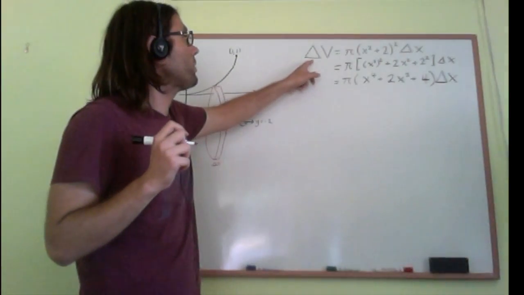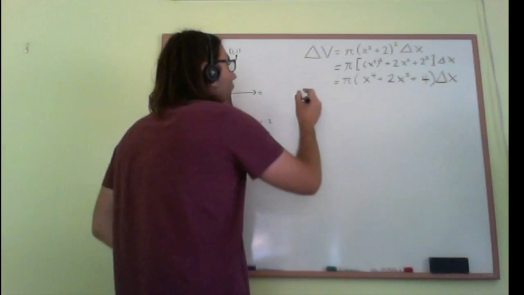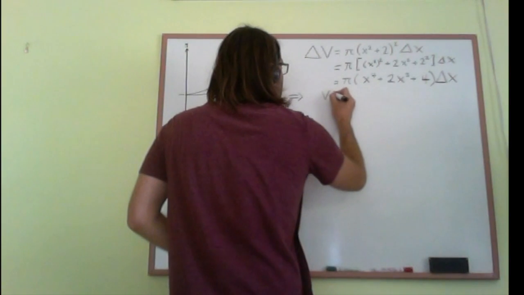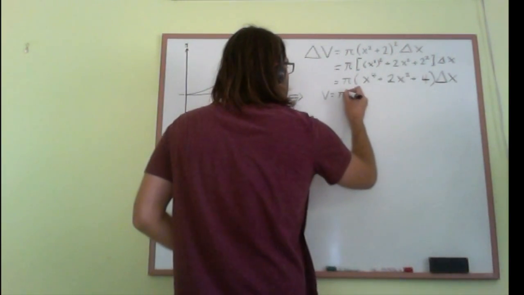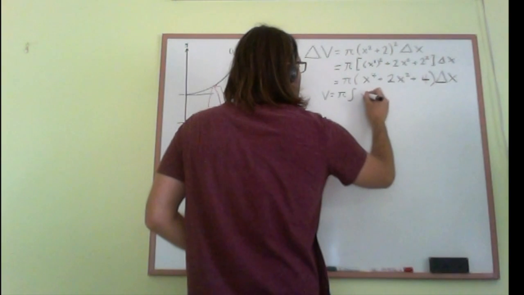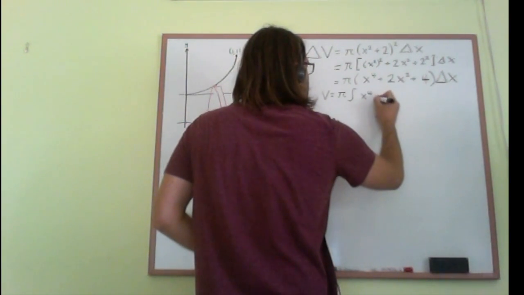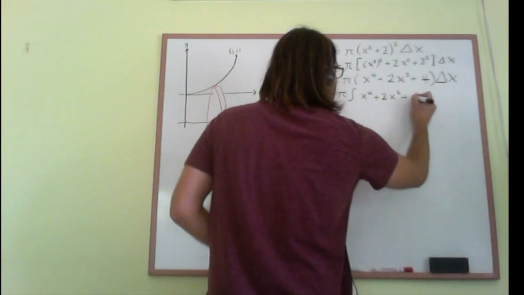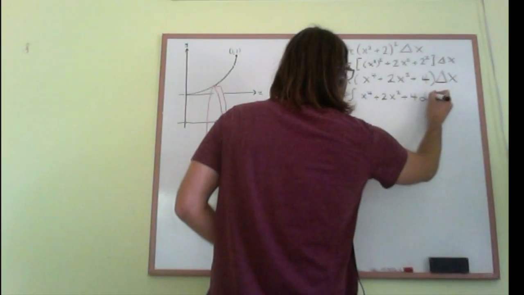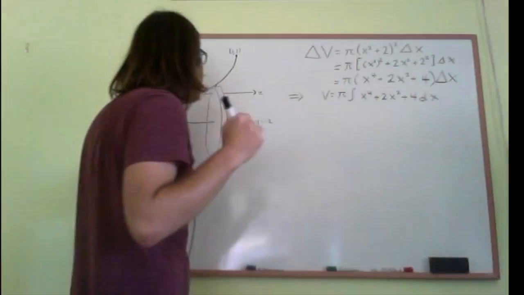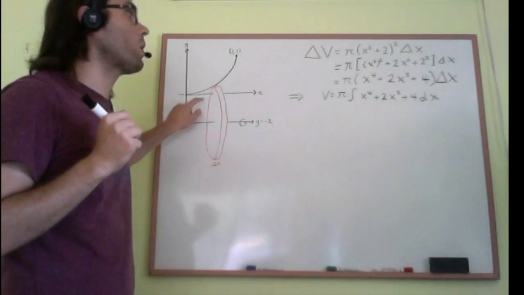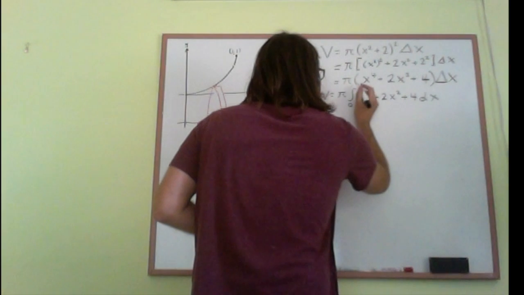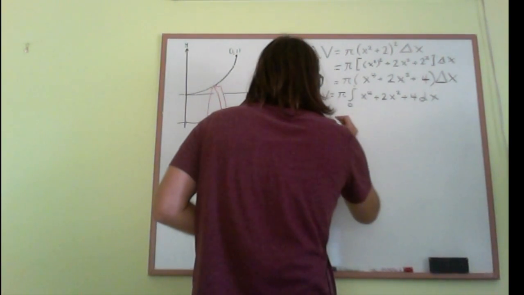Okay, so since delta v is equal to this, that implies that v is going to equal pi times the integral of x to the 4th plus 2x squared plus 4 dx. And since x goes from 0 to 1, we're going to put 0 down here and 1 up here.